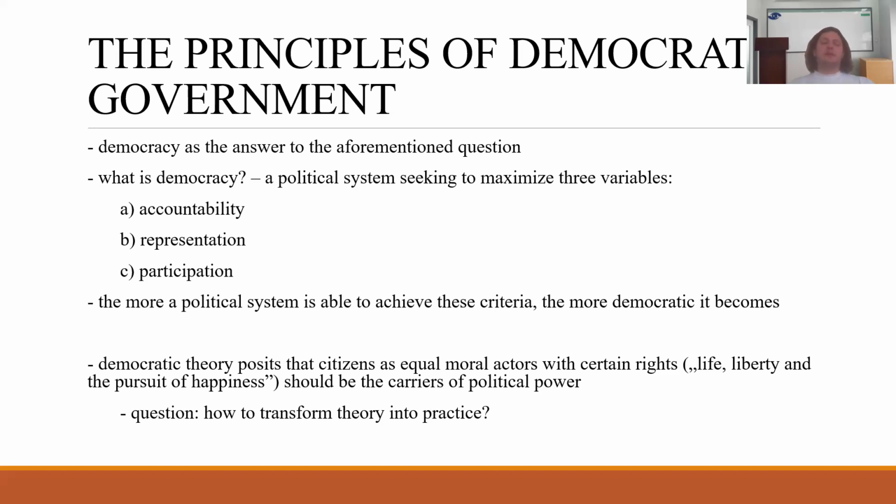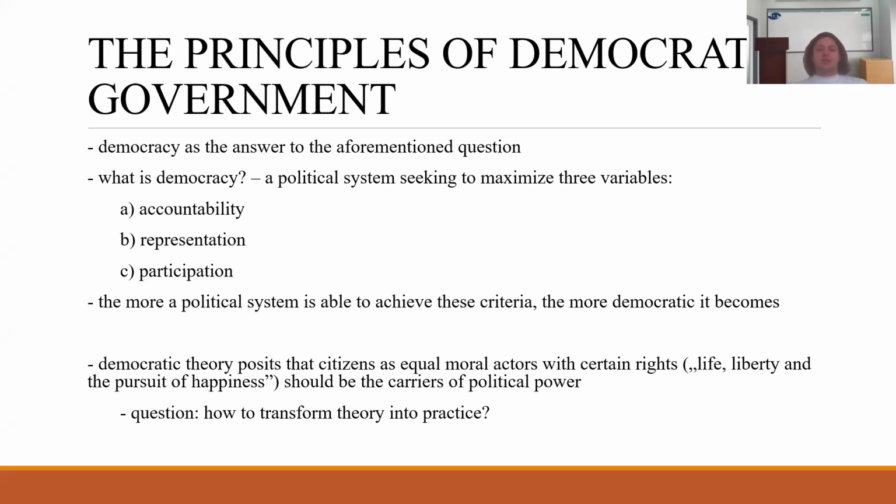Now, again, we need to start from a definitional position. The definitional question. What is democracy? How do we define democracy? Or better yet, how do we measure democracy? I would define democracy as a political system that seeks to maximize three different variables. One, accountability. The idea that those who engage in official politics are in some way accountable to the people they represent, and that there are mechanisms to enforce this accountability, such as elections, such as referenda, etc.